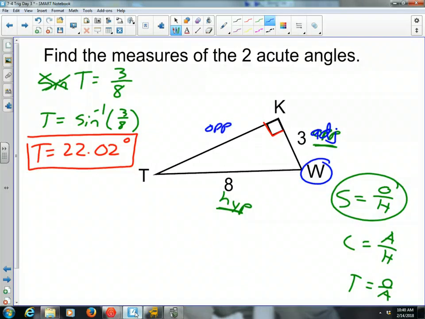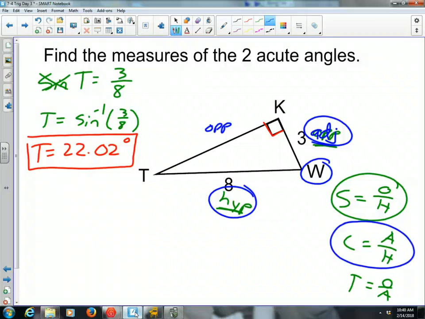So now I'm asking myself, which trig function uses adjacent and hypotenuse? Now I'm talking about the cosine, aren't I? Cosine uses adjacent and hypotenuse. So I say the cosine of the angle we're talking about, angle W, equals adjacent 3 over the hypotenuse of 8.